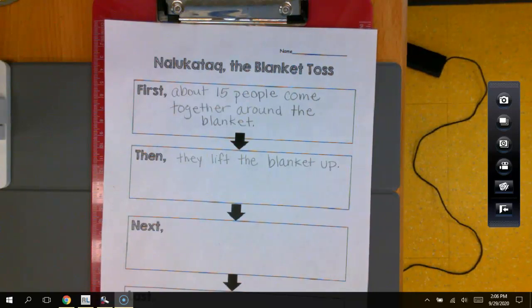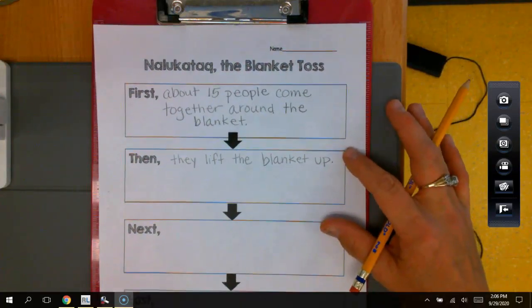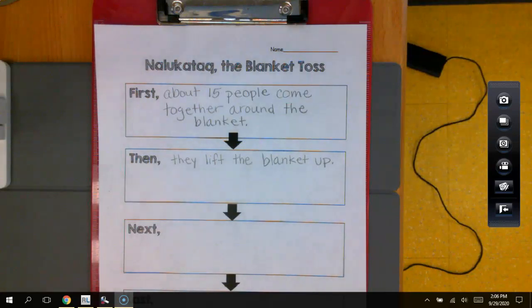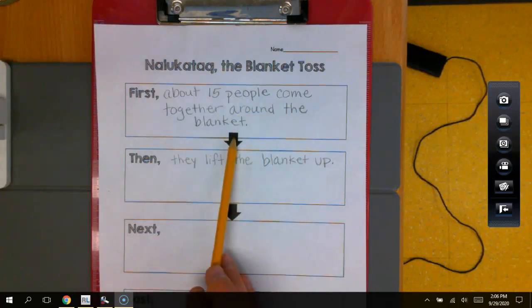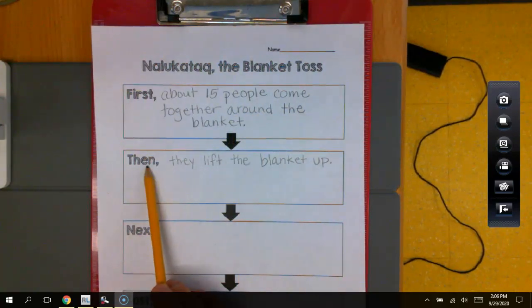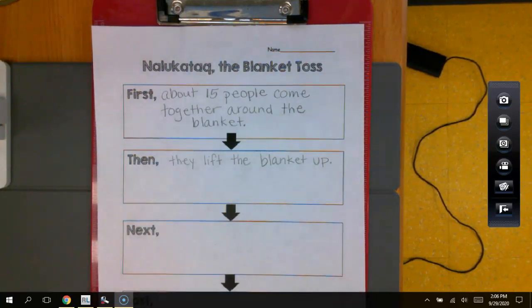So make sure you're writing this along with me. If you're at home, you need to make sure that you're making this sequence chart very similar to what we have here. So first, let's read this again. First, about 15 people come together around the blanket. Then they lift the blanket up. Okay, what do you think happens next? From what we read about the blanket toss, what would happen after they lift the blanket up? What happens? Aha! Yeah, then a person stands in the middle.